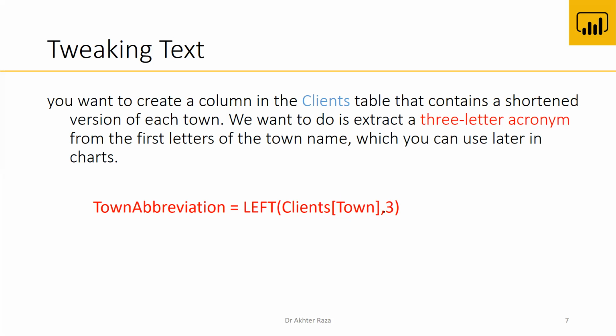How many characters do you want to extract? You have to specify it in numbers. Suppose I want to extract 5 characters, then you should specify 5 here. So the LEFT function will extract the leftmost 3 characters from the Town field and store them in a new column. That column is the town abbreviation.